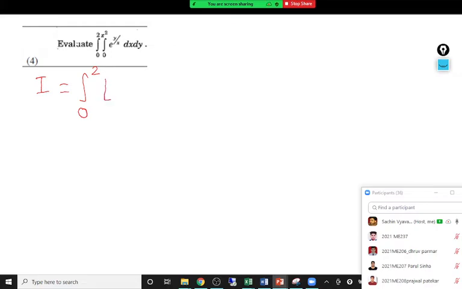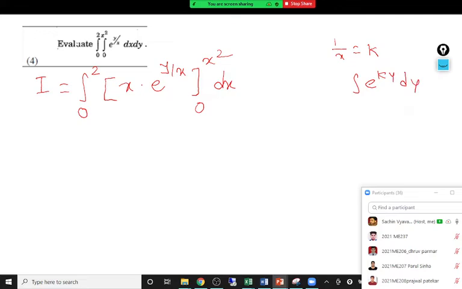What is the integration of e raised to y by x? X multiplied by e to the power y by x. Very good, that's correct. Actually, this integration we have seen before also. The reason is in this case you will observe 1 by x is like a constant, and we come across e raised to ky dy, and e raised to ky upon k. That is the rough work. Resubstitute the value of k as 1 by x, you get this bracket.